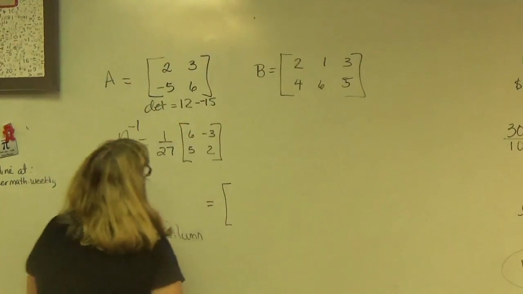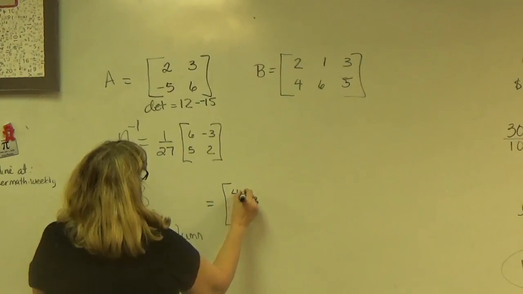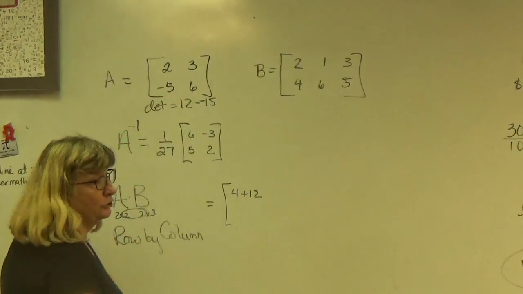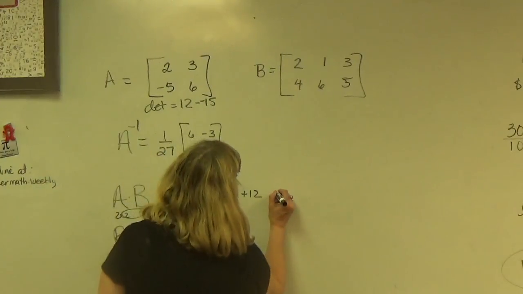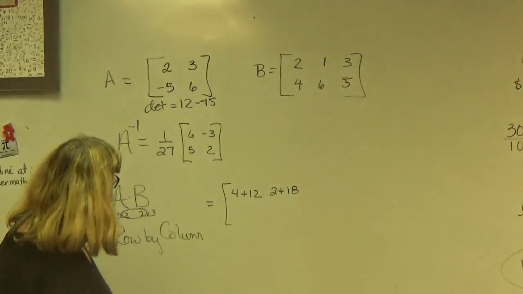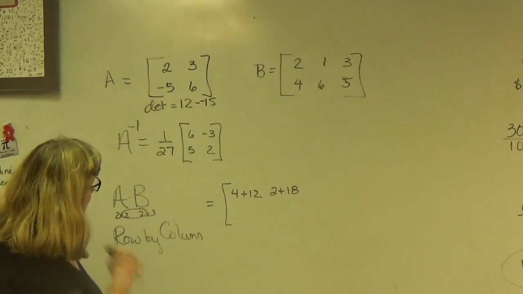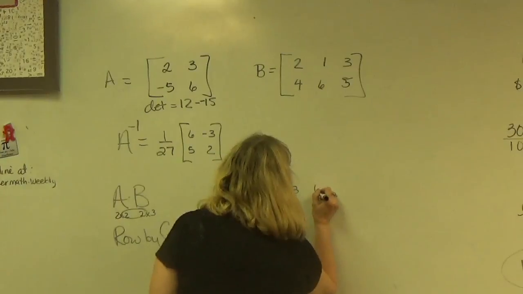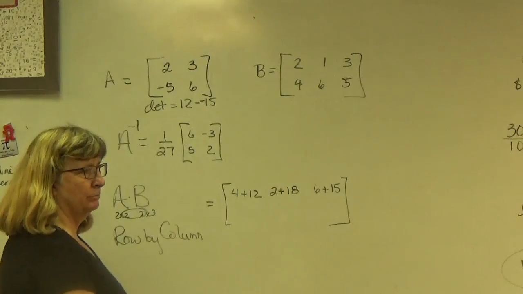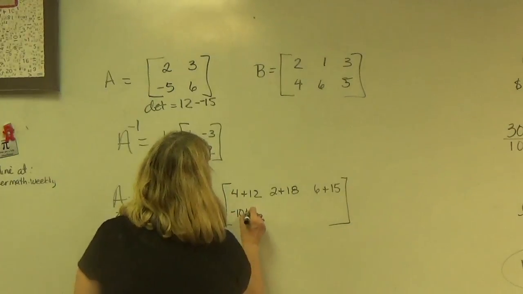Row one, column one would be 2 times, well, 4 plus 12. Nathan, can you do row one, column two? 2 plus 18. Good. Dylan, can you do row one, column three? 6 plus 15. Nicholas, can you do row two, column one? Negative 10 minus 20. Okay, try that one again.